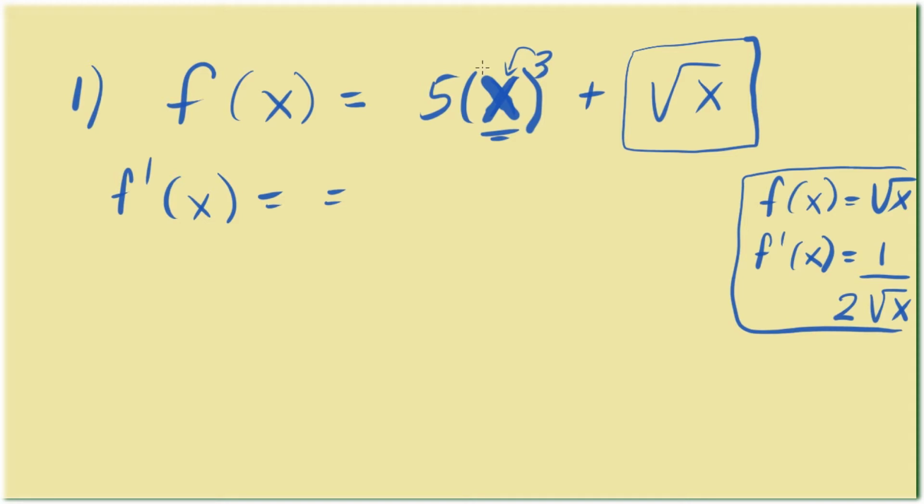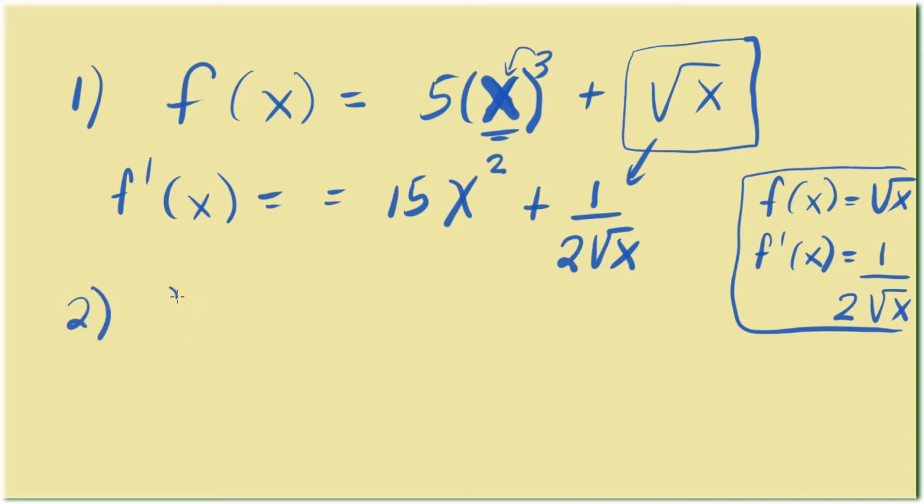So you multiply this 3 to 5, that's 15. That base x raised to 3 minus 1. So it's a 2. And then use the shortcut. Memorize the derivative of square root of x is going to be 1 over 2 square root of x. If you don't memorize that, it will be a tedious process to get to that 1 over 2 square root of x.